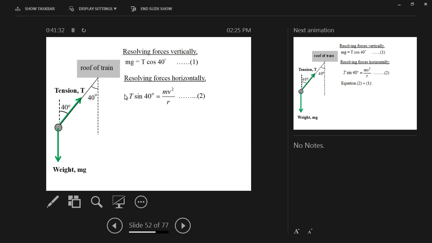So the unbalanced horizontal force, T sine 40, in this case is the resultant force, and the resultant force is mv squared over r, which is your centripetal force. So that is the resultant force. Vertical forces cancel out, so what's left will be just the horizontal force. So with equation 1 and 2, now you move on to find the radius. I'll give you some time to solve these two equations to find the radius of this circle.